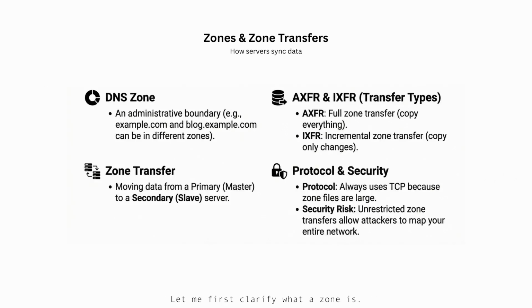Let me first clarify what a zone is. It is an administrative boundary. For example, example.com and blog.example.com could be in different zones with different managements. Large companies don't rely on one server, they have a primary or master server and multiple secondary or slave servers. To keep them in sync, they perform zone transfers, moving the DNS data from primary to secondary. There are two types. AXFR is a full zone transfer, copying everything. IXFR is incremental, copying only changes since the last sync. This is a heavy operation of transferring files, so it happens over TCP and not UDP.